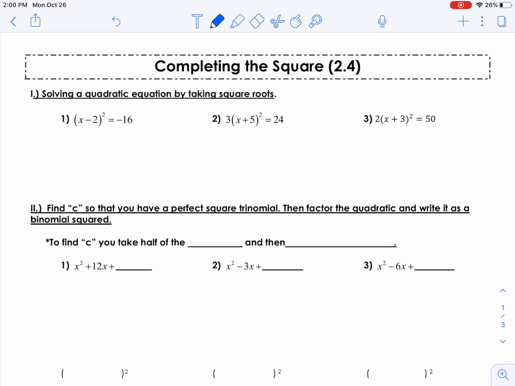Hi everybody, today we're going to be taking notes over our third method for solving quadratics. Before we can do so, we're going to review how we would solve using square roots, the last method we learned, because it's going to be important to being able to complete the square.